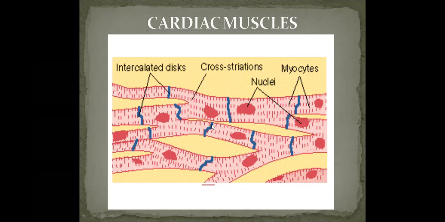So the presence of these intercalated discs and the presence of this syncytial state are special characters that can be seen in cardiac muscle fibers. And the functioning of these muscle fibers is like smooth muscle fibers only. That's why we are able to survive. That's why our heart is able to function throughout our life. So this is about cardiac muscle fibers. With this, we have finished the different types of muscle fibers.